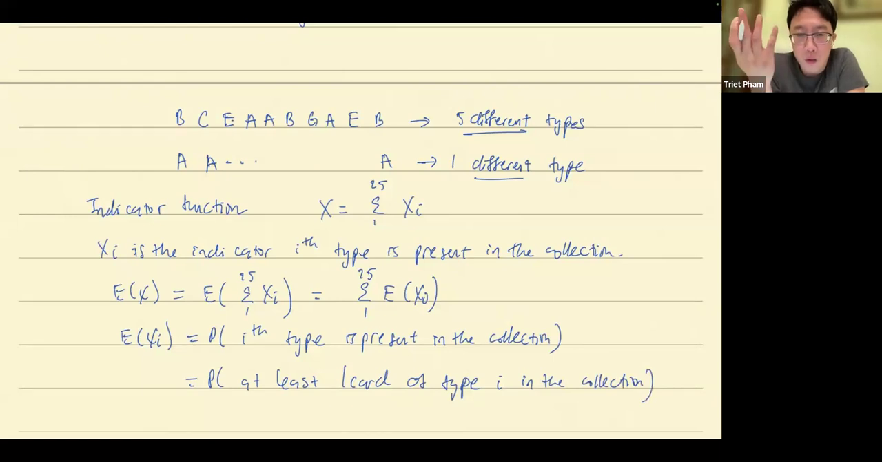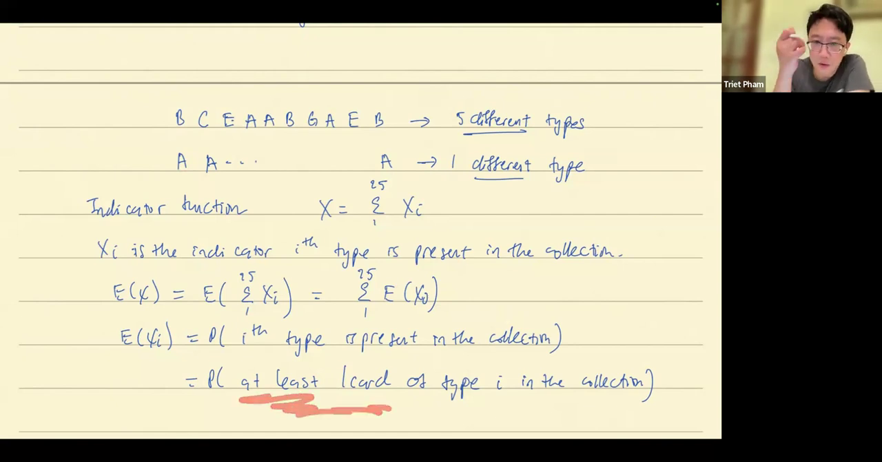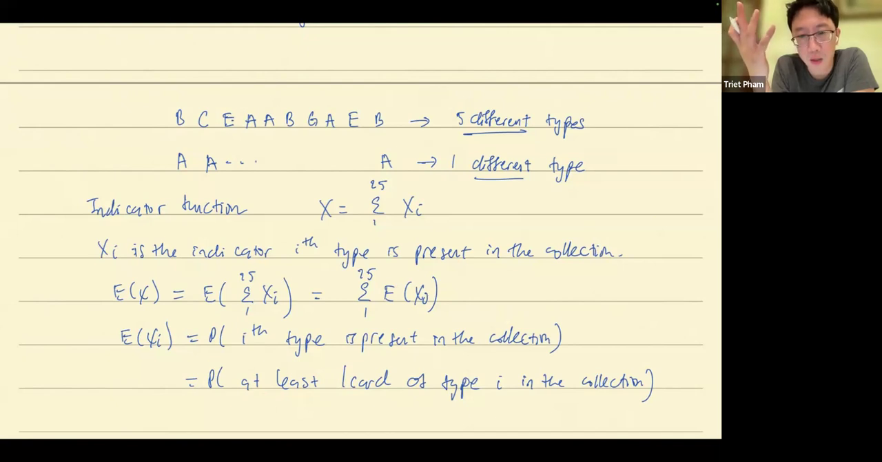But you see, you can go through each card and multiply the probability of that card being type I or not. That's fine. But the question is how many? Here it is at least 1. So you have to do 1, 2, 3, etc. up to 10, which is the maximum total number of cards in type I, which is kind of tedious.